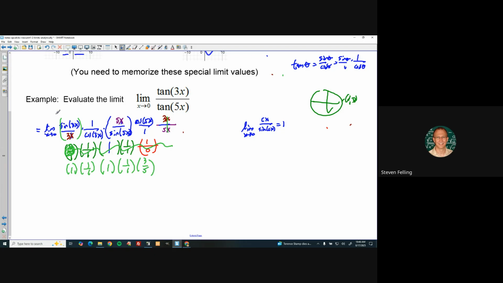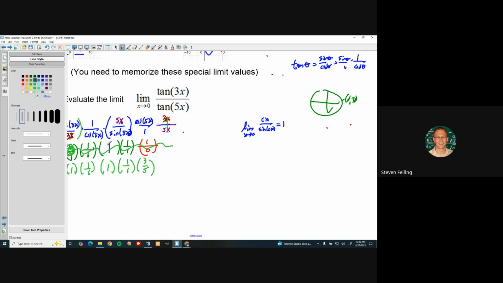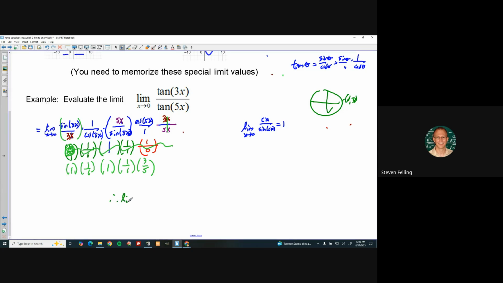So we can conclude finally that the limit as x approaches 0 of tangent of 3x over tangent of 5x is equal to 3/5. All right, so we could evaluate this. This is the least used one, but it'll occur here and there in most practice homework sessions for this unit. So this is how you do that.